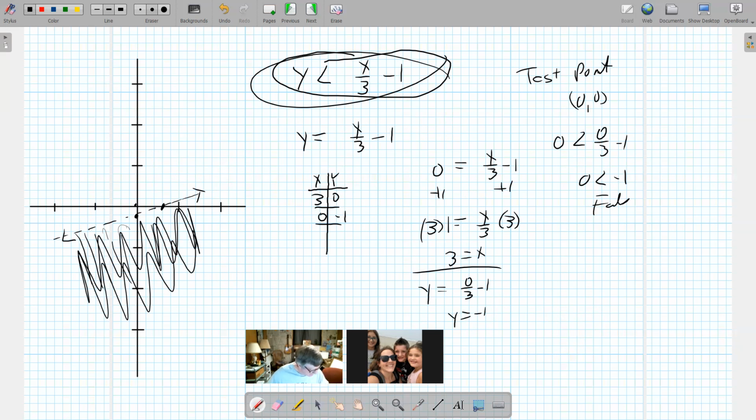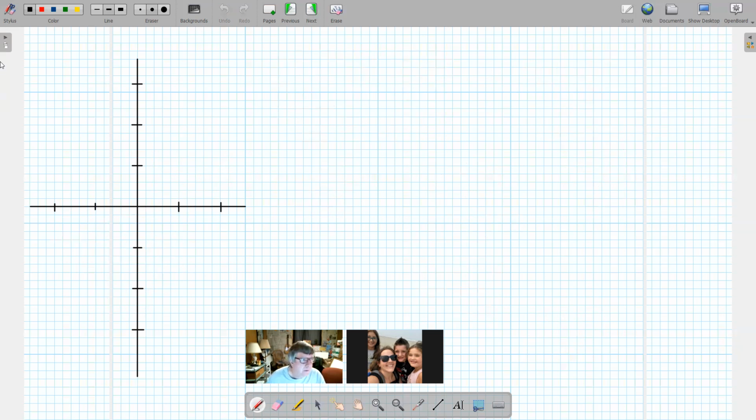All right, then let's move on to section 4.5, which was solving systems of linear inequalities. So now we end up having 2 linear inequalities on the same graph, and we look to see where they overlap. So let's take this one.